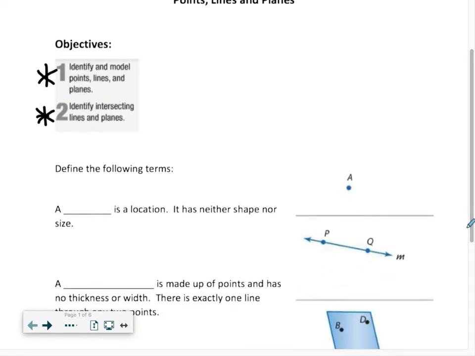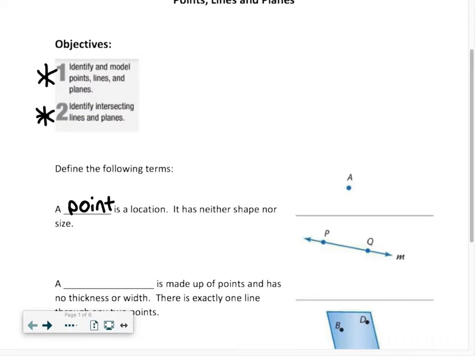Okay, a point is a location. So this is a fundamental understanding here. Point just being a location. It has neither shape nor size. So a point doesn't have any size, no width, no length. It's simply a location. Okay.